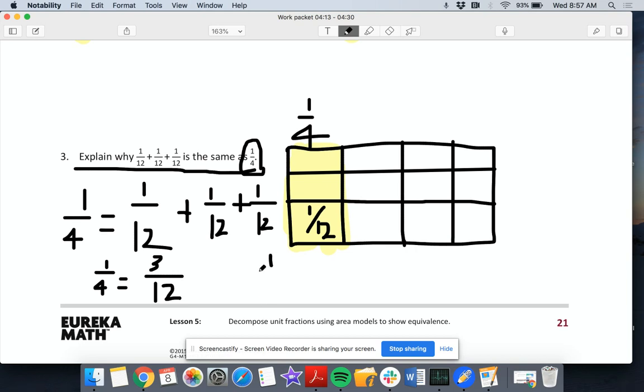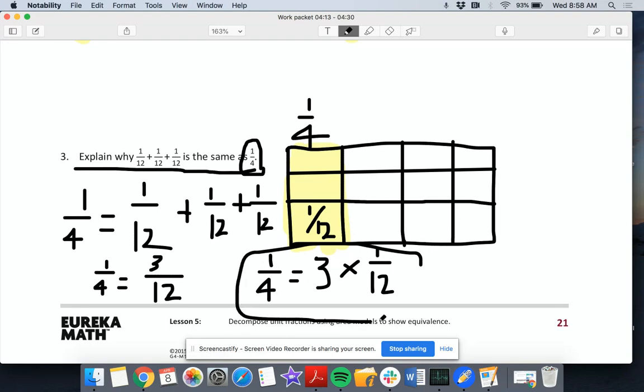And super bonus round, what would our multiplication sentence be? 1/4 is equal to what times our unit fraction, which is 1/12? How many rows do I now have? 1, 2, 3. Exactly. So our multiplication sentence would be 1/4 is equal to 3 times 1/12.